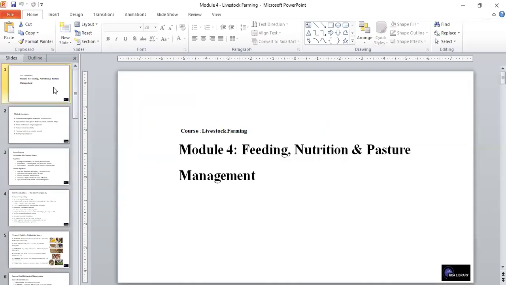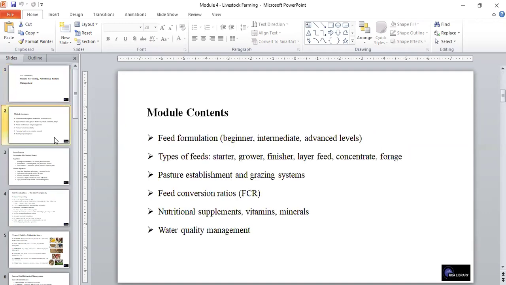Today we'll be considering Module 4, which is titled Feeding, Nutrition and Pasture Management in Livestock Farming. We'll be considering the feed formulation, types of feed, pasture establishment and grazing system, feed conversion ratio, nutritional supplements, and water quality management.